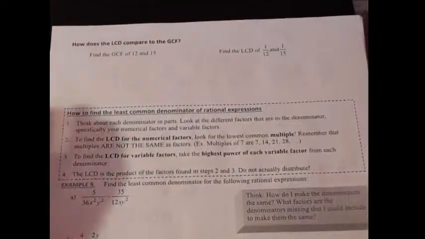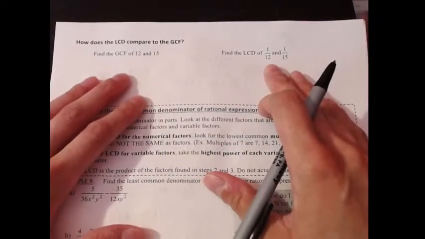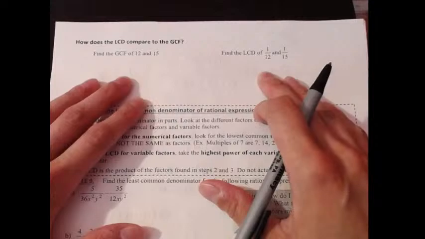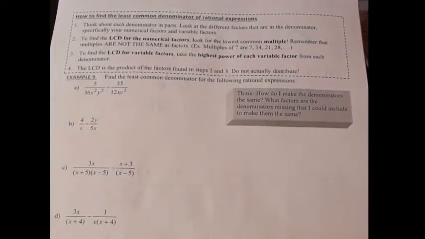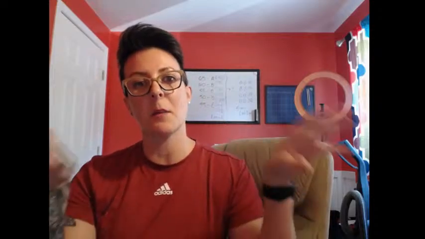Okay. We talked about LCD versus GCF. I'll let you look at this and kind of dissect that on your own. Let's actually get into it. So we want to find the lowest common denominator of a rational expression. I think the big piece here that has always helped me as I was learning is thinking about it in terms of what's missing. What factor can I introduce so that they end up being the same, right? What factors can I introduce so that they end up being the same?